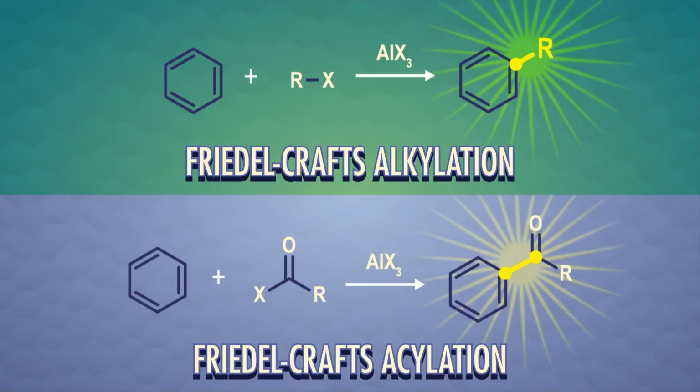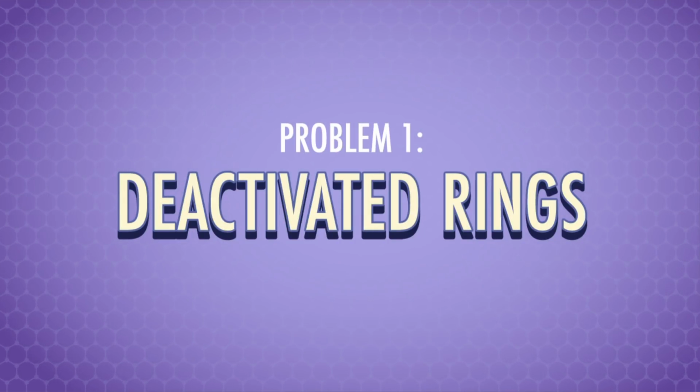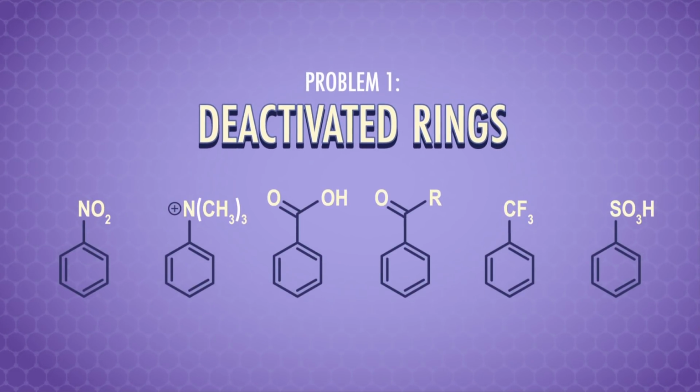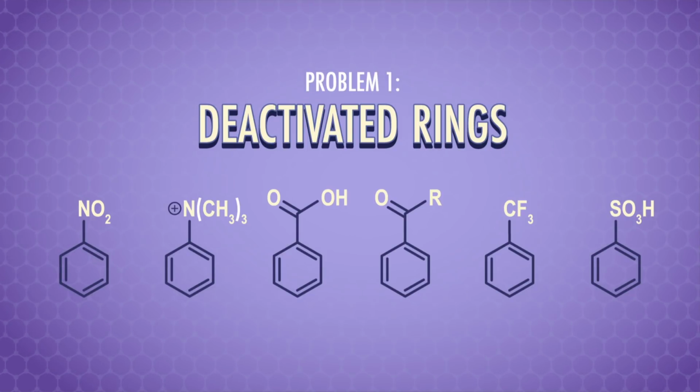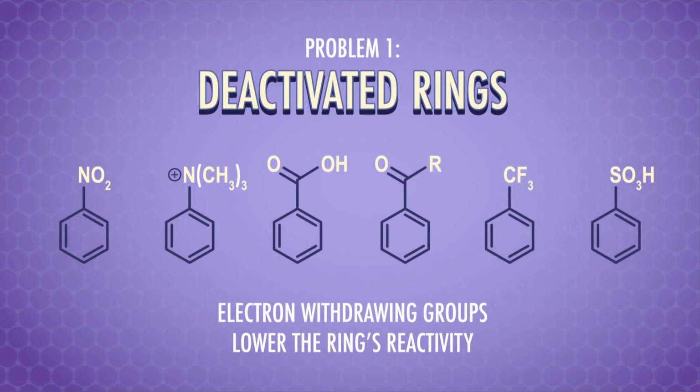We can make carbon-carbon bonds with aromatic rings, but like many reactions, there are times when they just don't work like we want them to. Specifically, there are three key problems we can run into. Problem one is when we have a deactivated ring. Remember from episode 38, electron withdrawing groups can pull electron density away from our benzene ring, making it less reactive in EAS reactions than plain benzene.